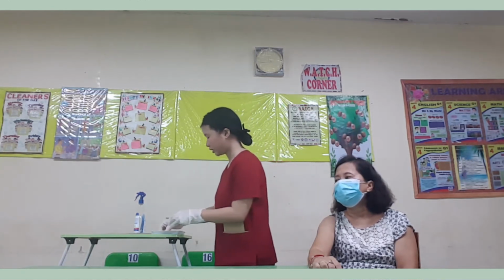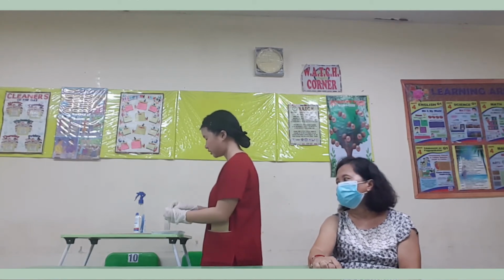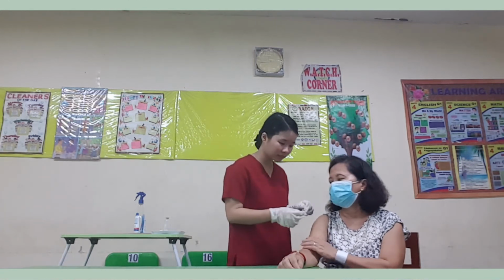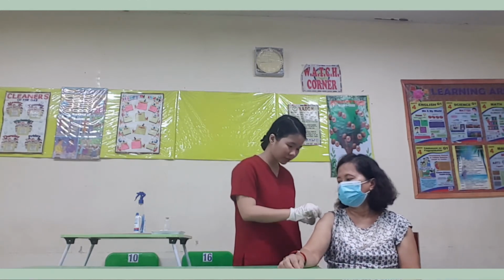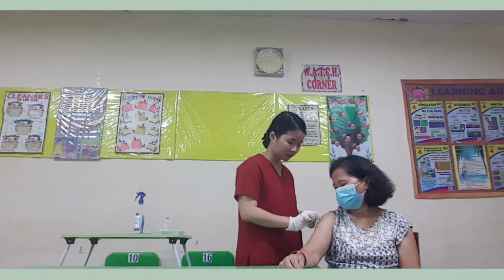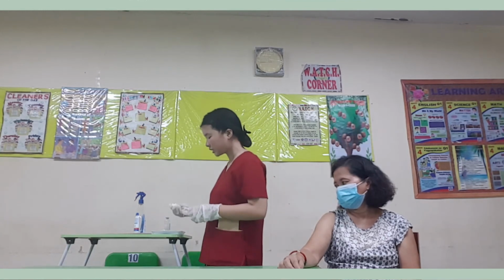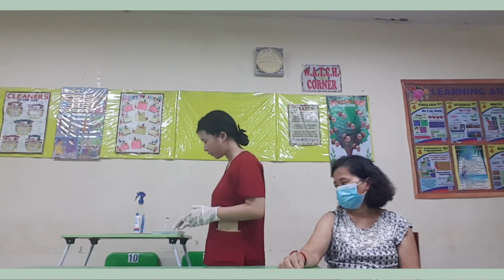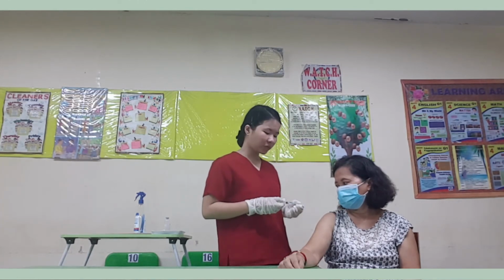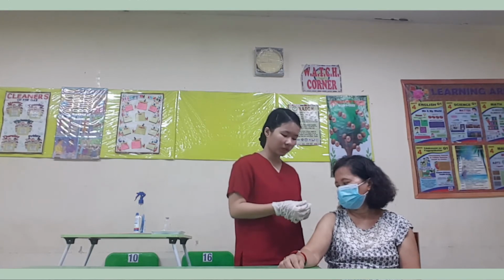So now we're going to insert the cotton. Now we're going to clean. You need to start from the center, going outside. And after cleaning that, you need to get the cotton, put it in your 3rd and 4th finger, and get the syringe. By using your dominant hand, you need to remove the cap.